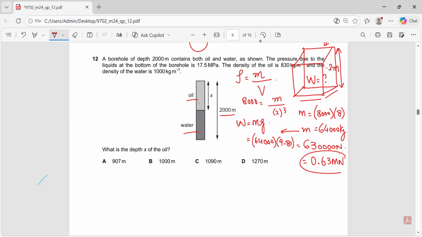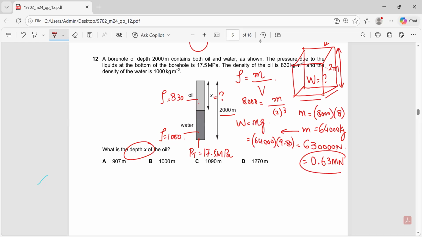The pressure due to the liquid at the bottom. So total pressure at the bottom is what? Total pressure at the bottom is 17.5 megapascals. And what is the density of the oil? It is 830 kg per cubic meter. And what is the density of water? It is 1000 kg per cubic meter. Question says find out the depth x. You need to find out the depth x of the oil. So how to find out the depth x?